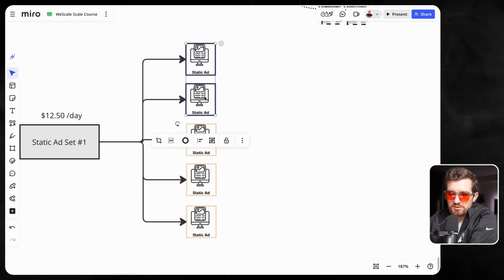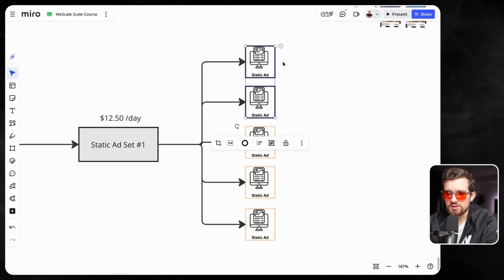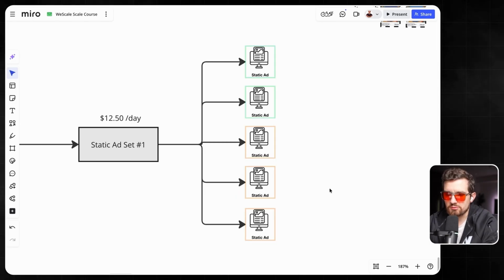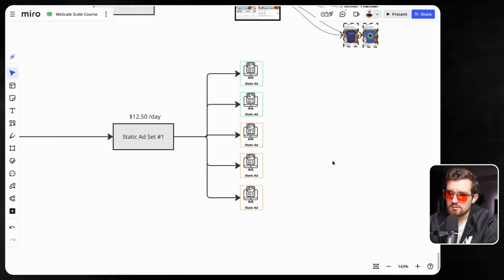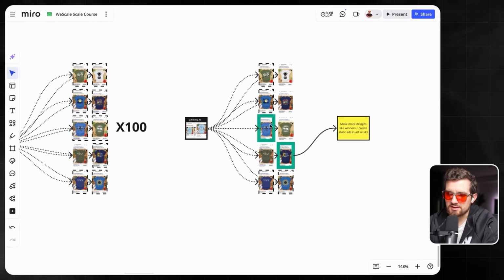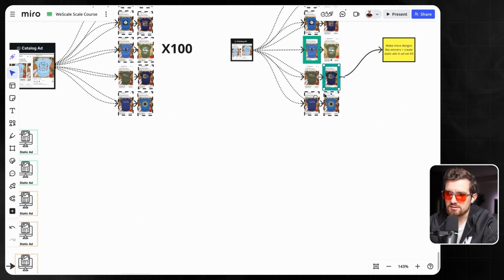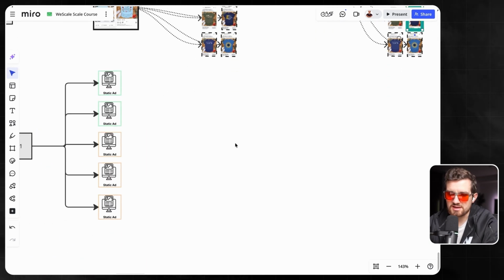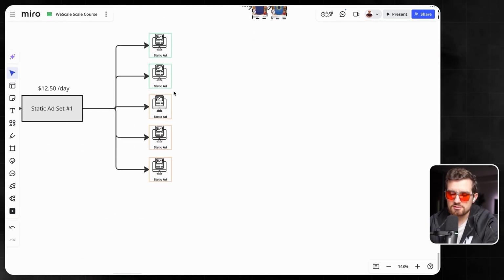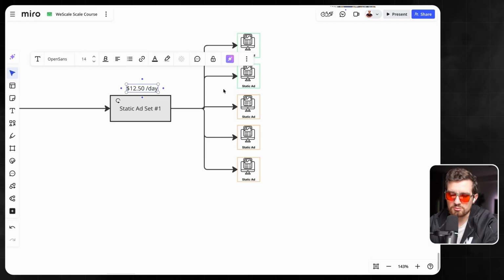And then what do we do with these up here? We just leave them running. That's it. We just leave them running. And then we look at the catalog ad again and see which ones we want to turn into static ads next. And then we launch another 5 to 7. You can go up to 5 to 10. I wouldn't go over 15 ads in the ad set, especially at that low budget.